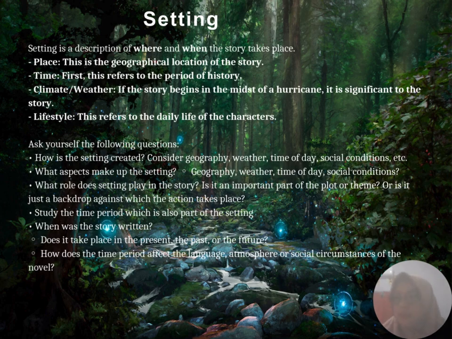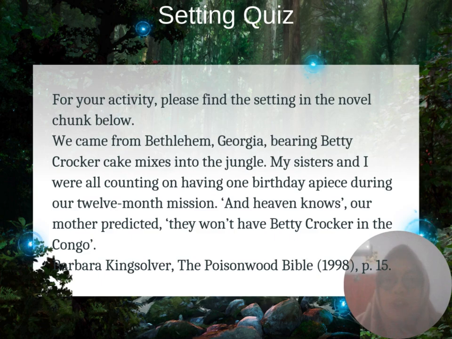Guys, now let's take a look at the quiz. So you can see there that is the setting quiz. For the activity, please find the setting in the novel shown below.